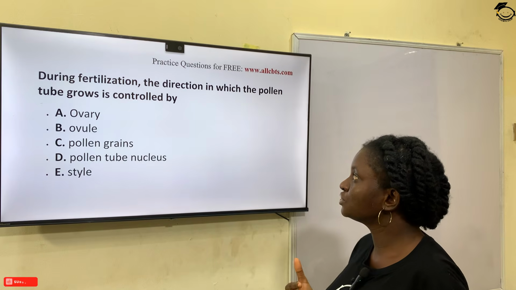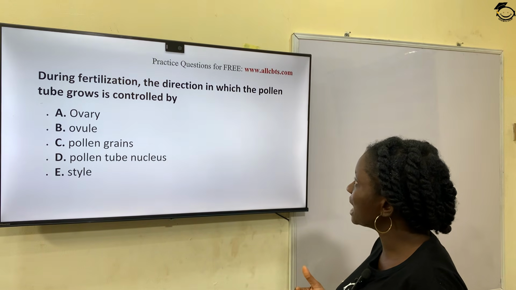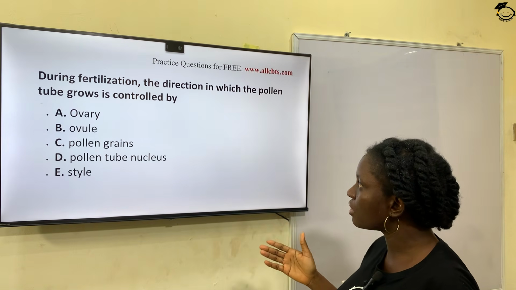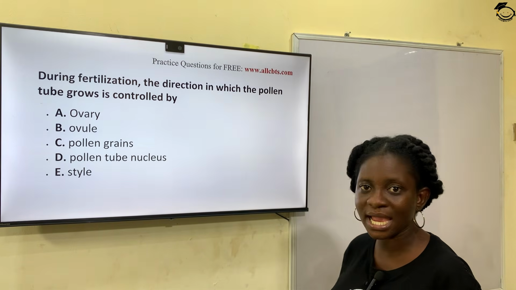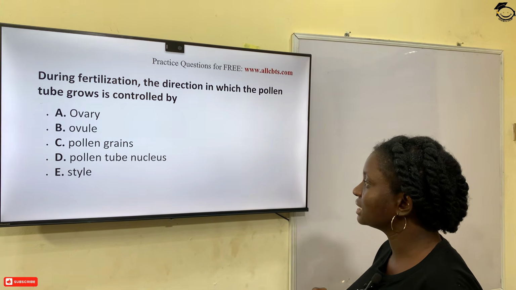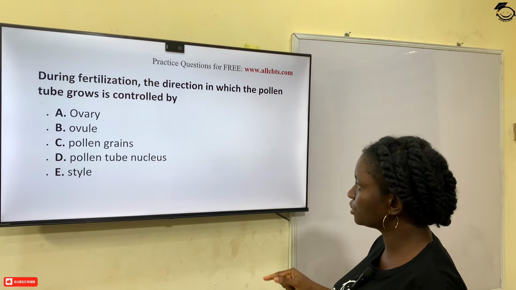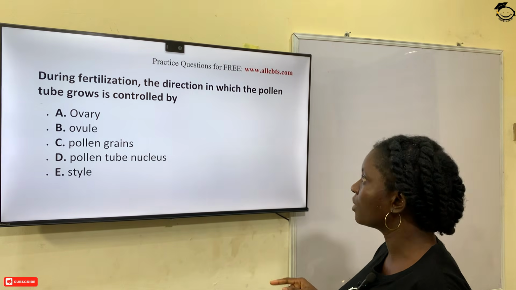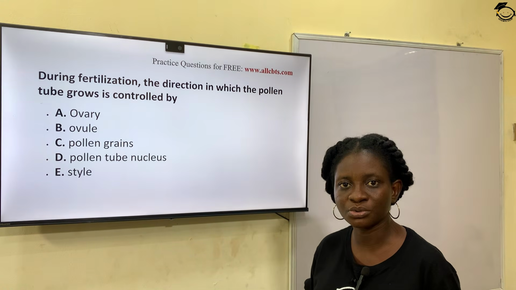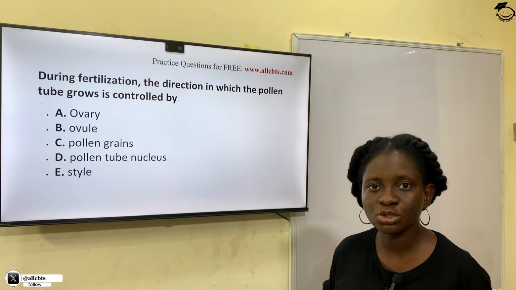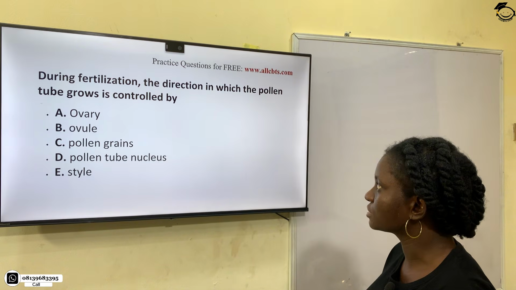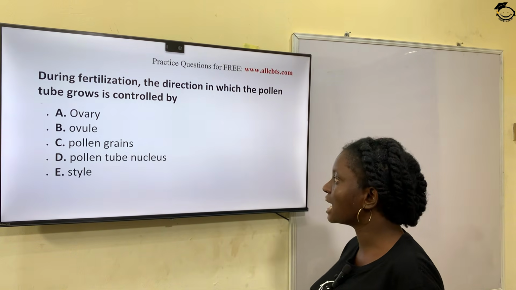Next question. During fertilization, the direction in which the pollen tube grows is controlled by A, ovary; B, ovule; C, pollen grains; D, pollen tube nucleus; and E, style. So during fertilization, the direction in which the pollen tube grows is controlled by the pollen tube nucleus. Option D is the correct answer.